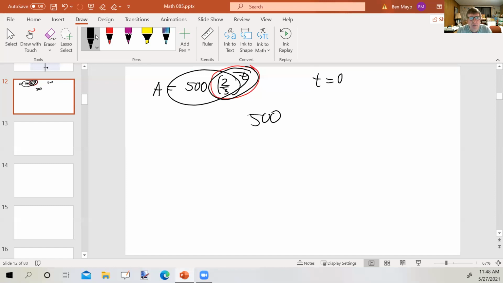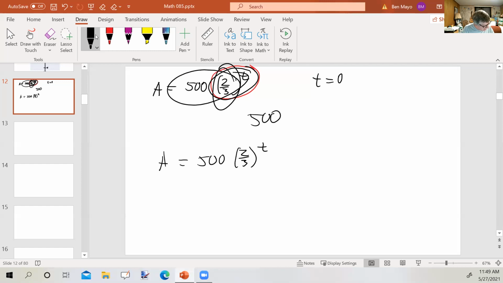Okay. What's happening to those 500? Are they getting larger, smaller, staying the same? Well, 2/3 to the t power, since the base is between 0 and 1, it's going to decrease. So what we've got here is a population of 500 of something, and over time, they're going to decrease. Let's read the problem and see what it says. It says 500 grams of a radioactive material, so there's our starting value, decays, it's decreasing, according to the formula A equals 500 times 2/3 to the t power, where t is measured in years.